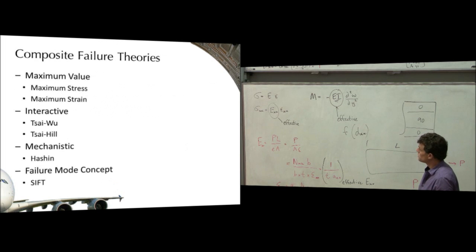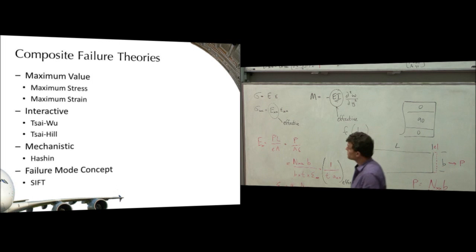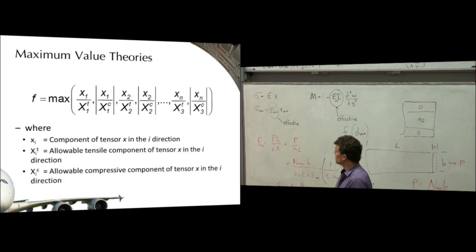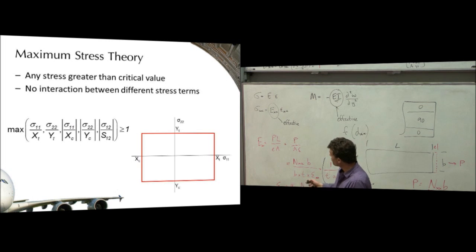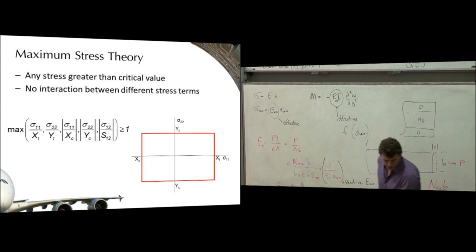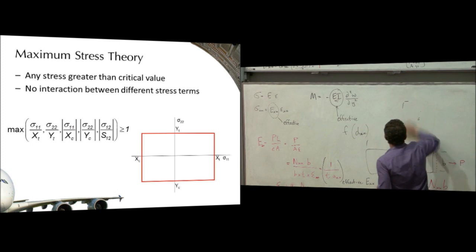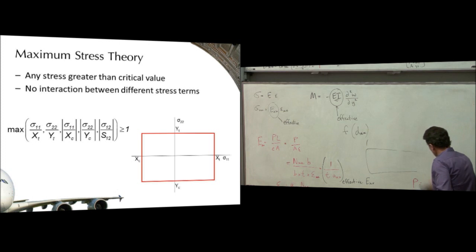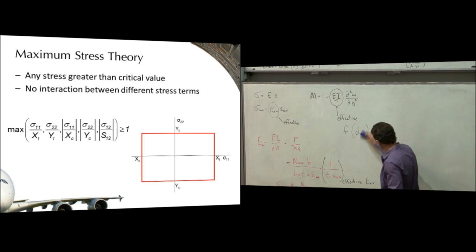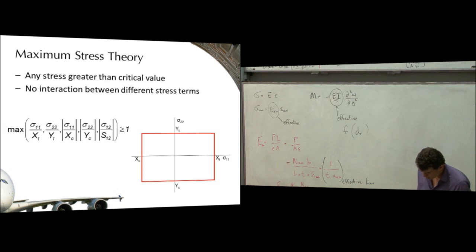Okay. So these are a list of some very small number of the failure theories that are around. Maximum stress, maximum strain, Tsai-Wu, Tsai-Hill, Hashin, SIFT, strain invariant failure theory. They all work in slightly different ways. They're often plotted like this, and if you went back to the solid mechanics notes, you'd see the same thing for a von Mises failure.